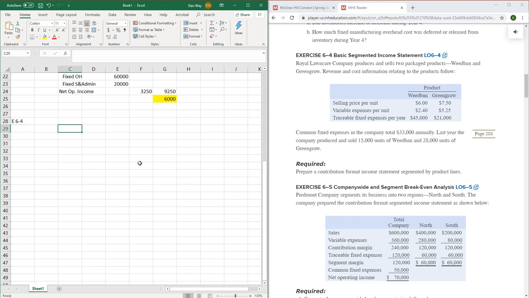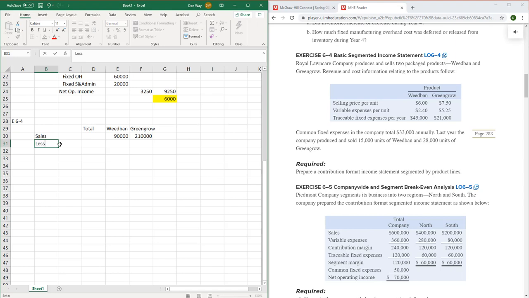It doesn't matter if you do the company as a whole on the far left or the far right. I'm going to show the total first, and then the Weed Ban and Green Grow segments in the columns after that. So first we've got sales. The Weed Ban sells for $6 a unit, and we sold 15,000 units. The Green Grow sells for $7.50, and we sold 28,000 of those. So there's our sales.